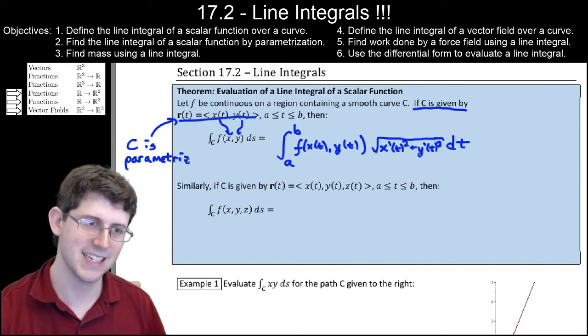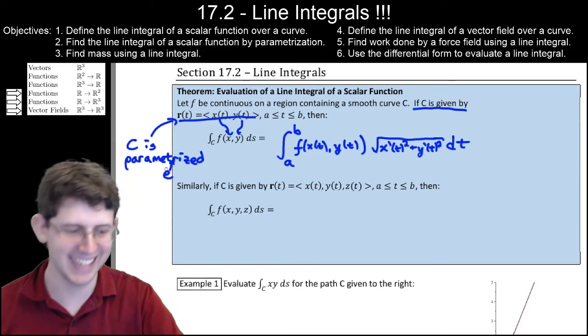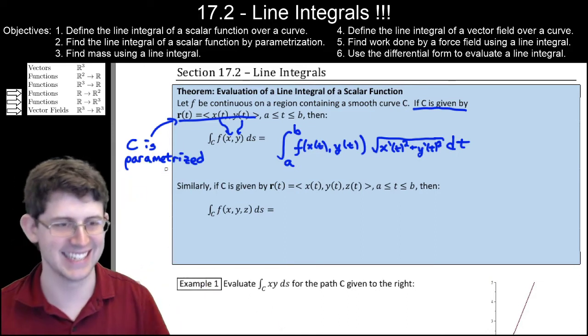It's going to drive me crazy, but I don't know how to spell parametrize. Is there an E there? I don't know. I guess it's not important.